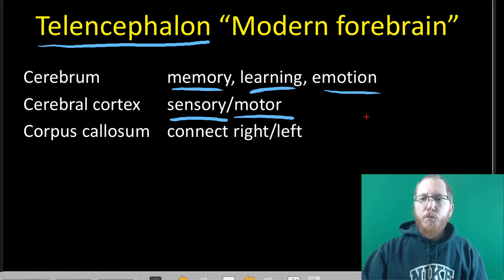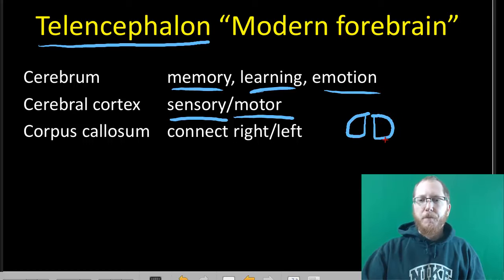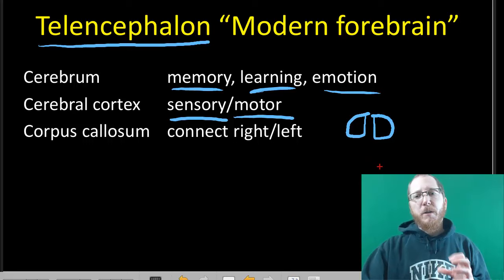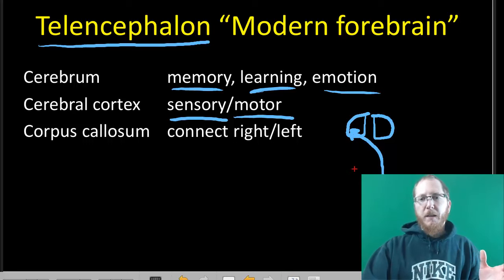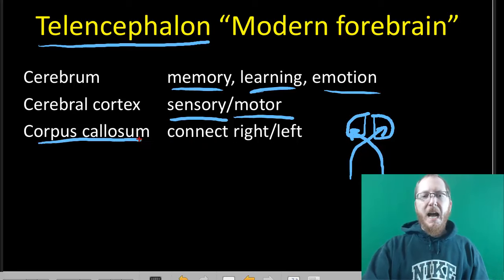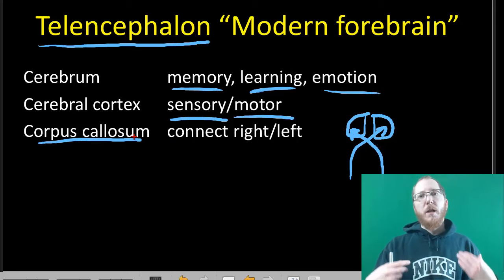And then lastly, our brain is kind of in two parts. All right, we've got a left and a right hemisphere. And a lot of the signals that we detect on the right side of our body actually go up and cross over into the left, and a lot of the stuff on the left side of the body crosses over to the right. And it can do that because there is a connecting piece, a connecting highway of nervous tissue called the corpus callosum.